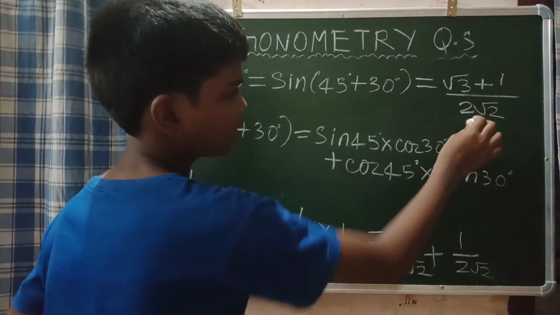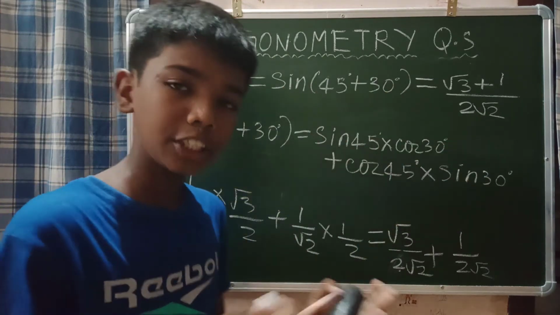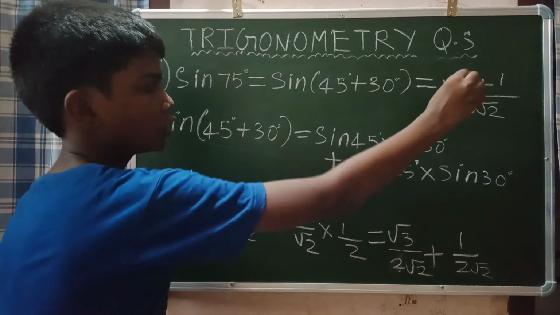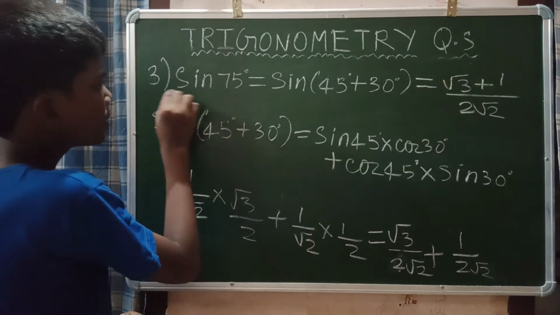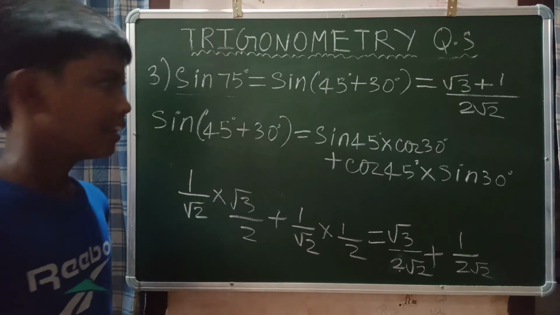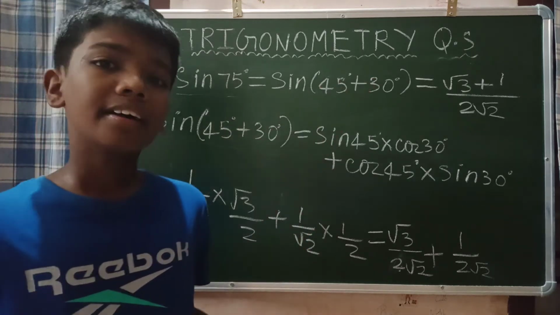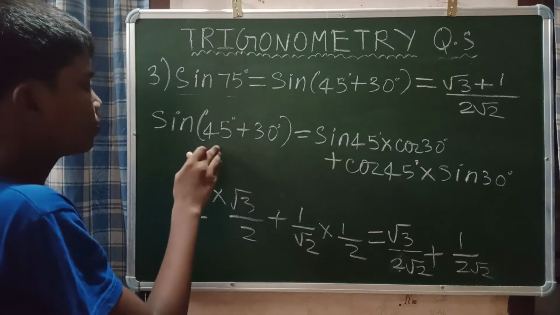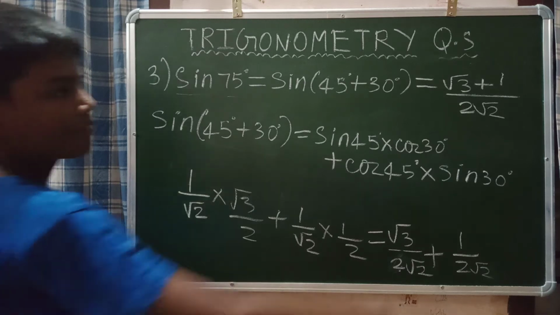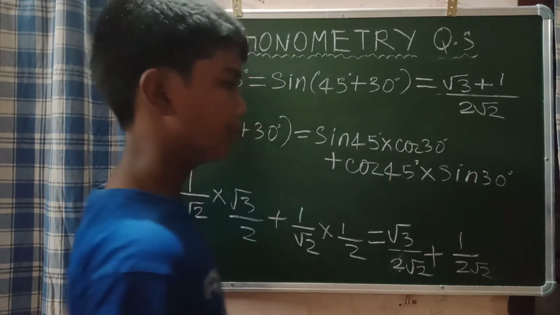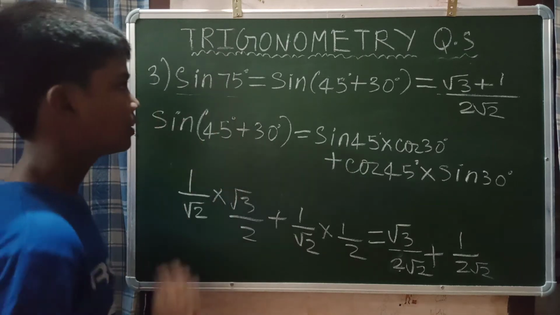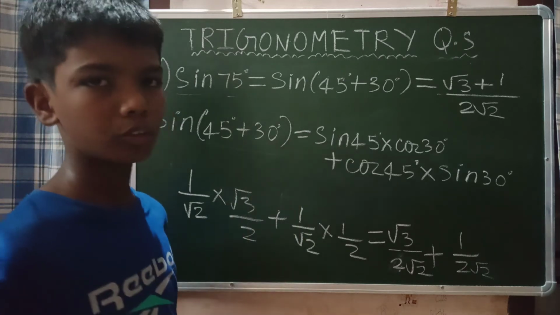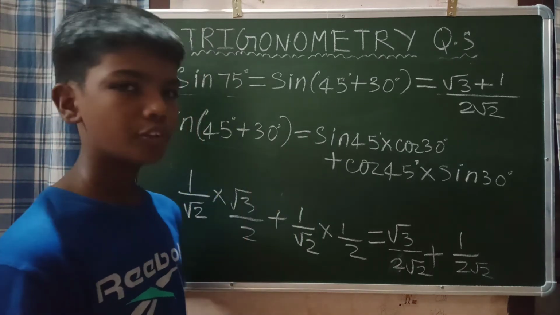You can also find the conjugate of 2 root 2 and multiply. It's your convenience. But the answer for this question is root 3 plus 1 by 2 root 2. You don't need to remember the value of sin 75 degree. If you remember 45 and 30, we can use the adding two angles formula, that means the sin A plus B formula. You can use the formula and find the value as root 3 plus 1 by 2 root 2. This is the answer for this third question. That's a simple formula. Please remember sin A plus B. Now we can move to the next question.